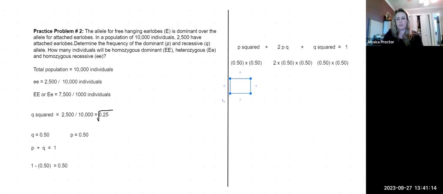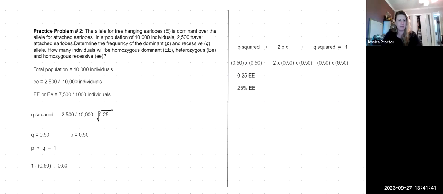So we know that 0.25 is our value for homozygous dominant, simply because we know P squared, so this is just memorization. What we learned on Monday, we learned what each part of the equation represents. So we know that the P squared portion represents the homozygous dominant individuals. So we know that 0.25 or 25% of our population has to be homozygous dominant for earlobes.